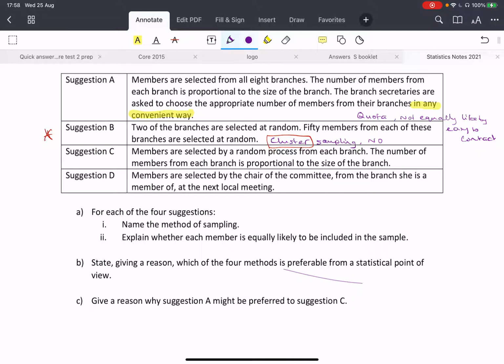Right, members are selected by a random process from each branch. The number of members from each branch is proportional to the size of each branch. So once we've got into the branches, it's random and proportional to the size of the branch. So I would say that was stratified sampling. Okay, and it's random once we're in there. So yes, they're equally likely. So in this case, the branches are our strata, and we're getting a random sample from within that strata that's proportional to the size of the branch. So that's stratified sampling.